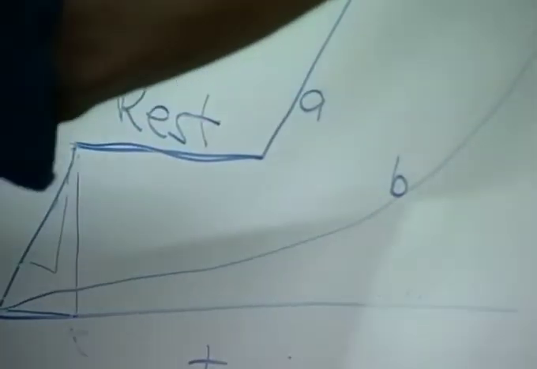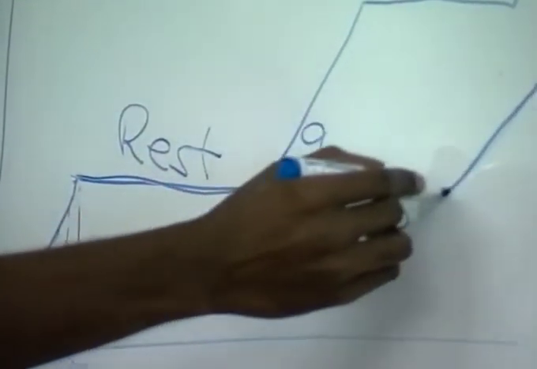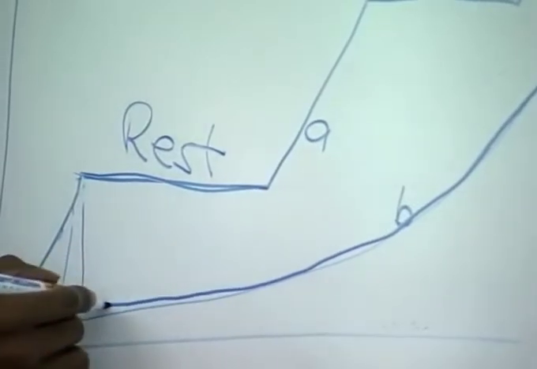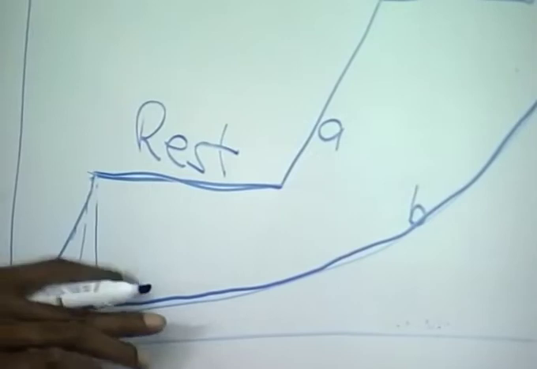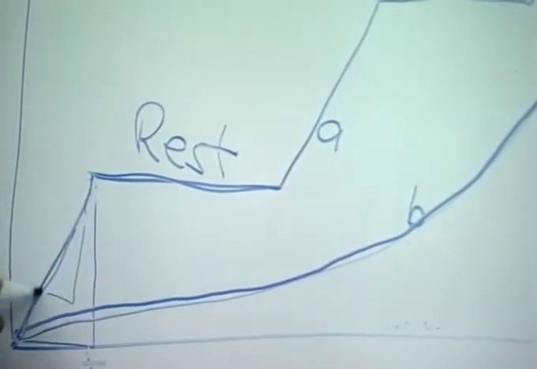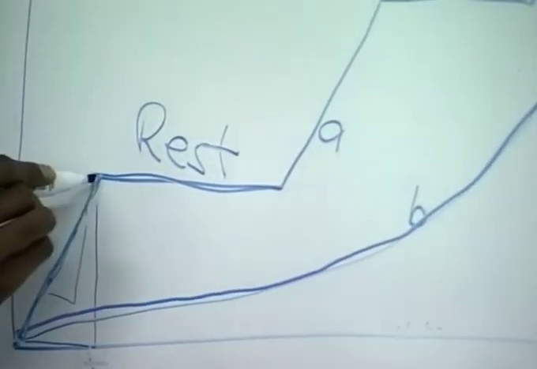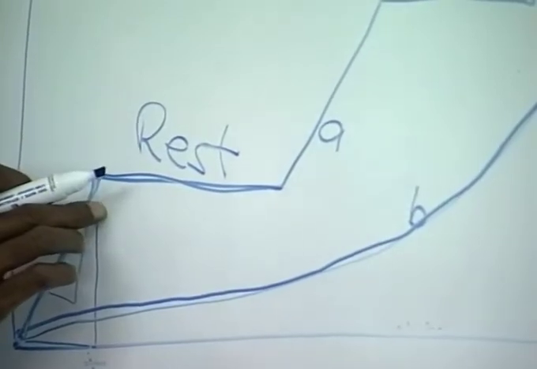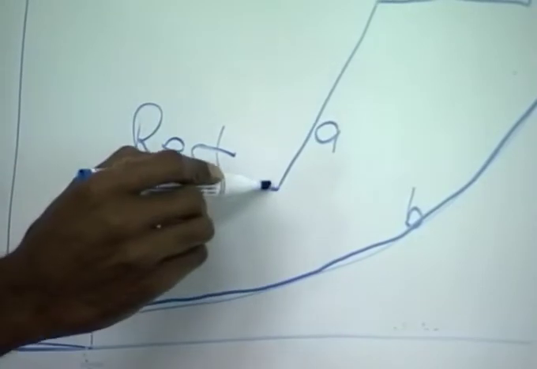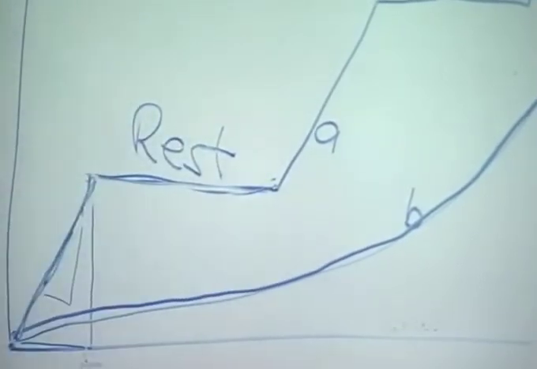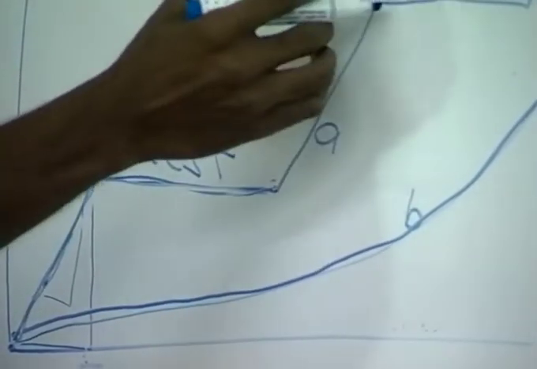So this kind of graph shows you that the object is actually accelerating. This one, the speed is constant, meaning that it is not accelerating. And at this point, it is at rest, and then the speed is constant again.